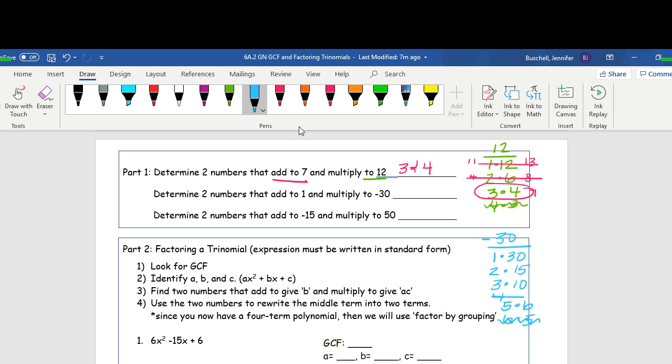Now I'm going to look for numbers that, if I add, I get a 1, but we can change the signs of the numbers. So I'm going to start: 1 plus 30 is 31. 30 minus 1 is 29. That's not 1. 2 plus 15 is 17. 15 minus 2 is 13. Not 1. 3 plus 10 is 13. 10 minus 3 is 7. Not 1. 5 plus 6 is 11, but 6 minus 5 is 1. Ding, ding, ding! So here's my pair. I'm going to bring 5 and 6 up here.